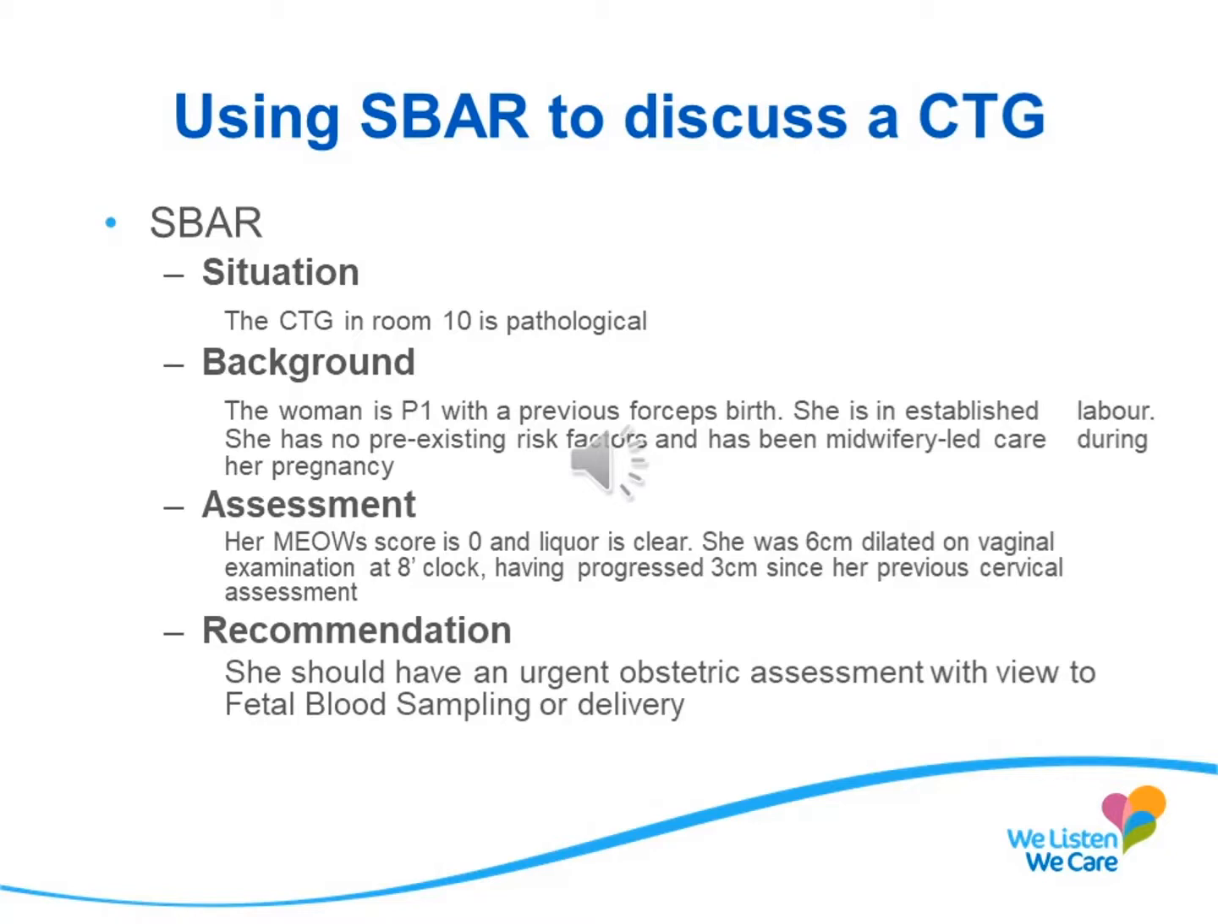For example, the situation is the CTG in room 10 is pathological. The background is the woman is para 1 with a previous forceps birth. She is in established labour, she has no pre-existing risk factors and she's been midwifery-led care during her pregnancy. The assessment is that her MU score is 0 and the liquor is clear. She was 6 centimetres dilated on vaginal examination at 8 o'clock, having progressed 3 centimetres since her previous cervical assessment. My recommendation is that she should have an urgent obstetric assessment with a view to fetal blood sampling or delivery.